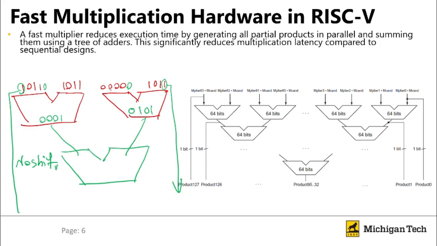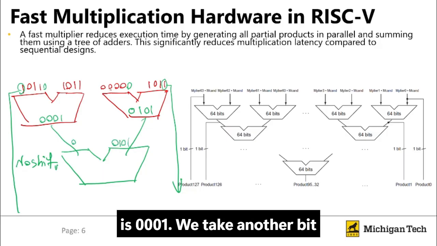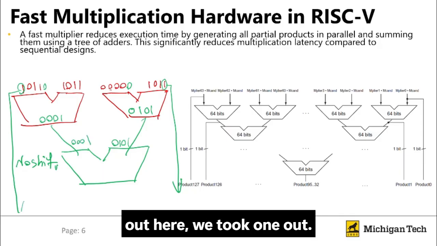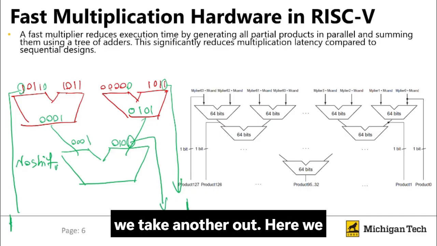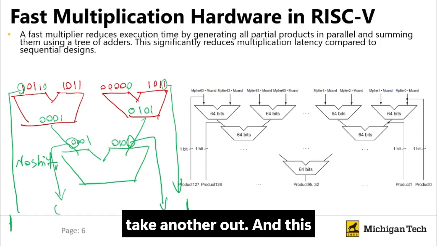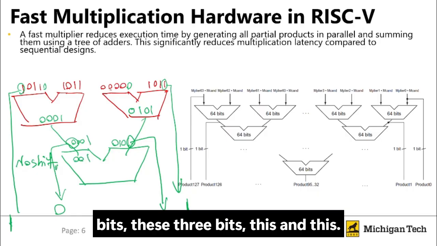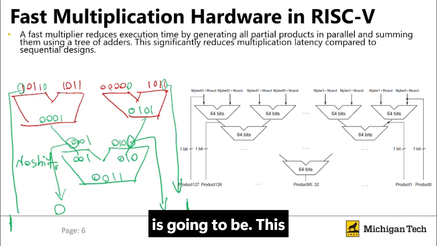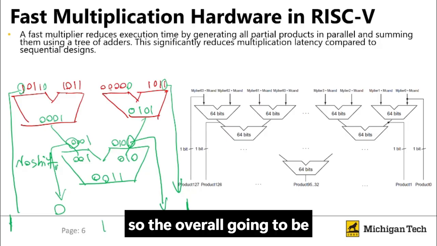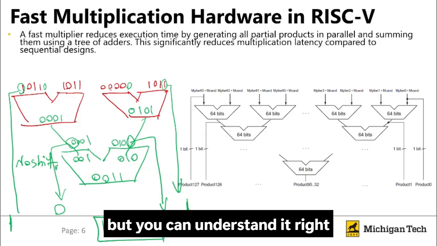But here, what we have, we take one out. So the result is 1010. Here the result is 0001. We take another bit out. Here we took one out. Here we took one out. Here we take another out. Here we take another out. And this is going to be just adding 3 bits. These 3 bits. This and this. When we add them together, the result is going to be this. So the overall is going to be 10001111. This is the final answer.